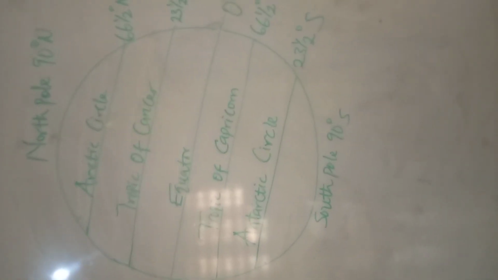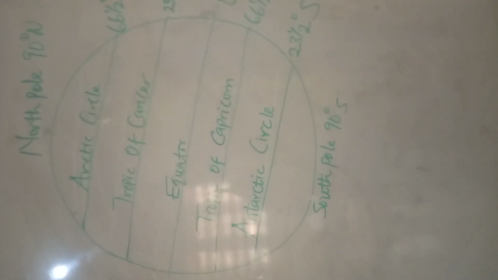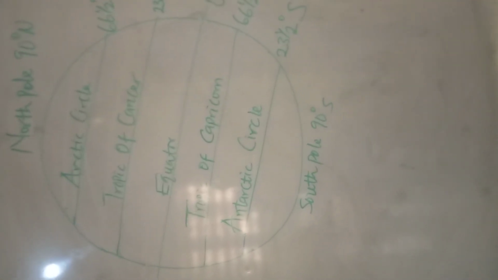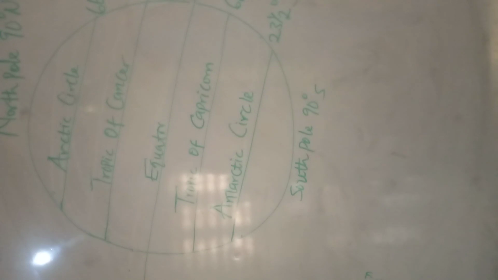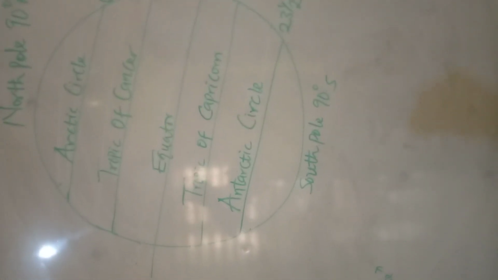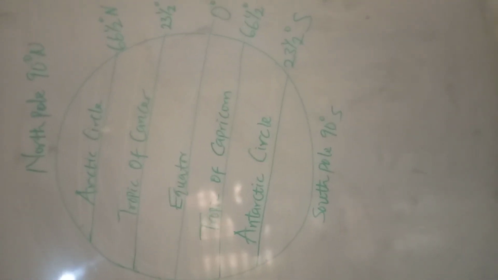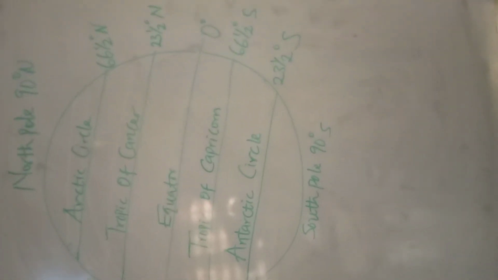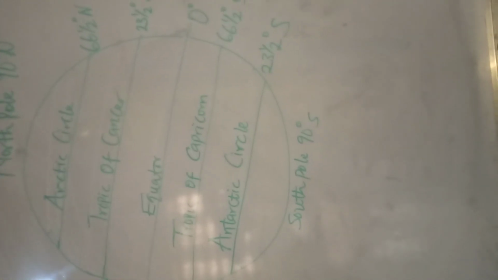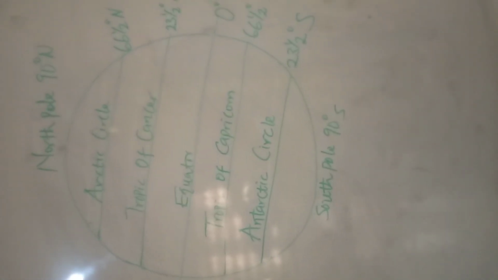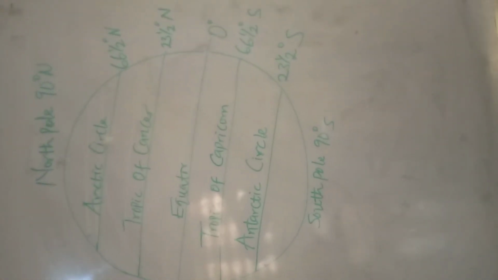Can you see? And the South Pole, 90 degrees south. Like I said, the equator divides the earth into two equal hemispheres, half. The first half is the northern hemisphere, while the second half is the southern hemisphere. So the Arctic Circle is 66.5 degrees north. That's the Arctic Circle. The Tropic of Cancer is 23.5 degrees north.